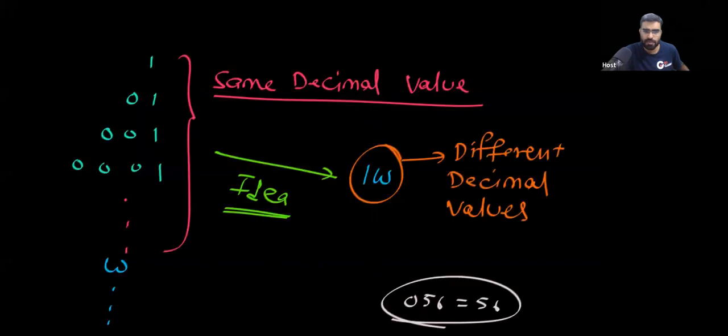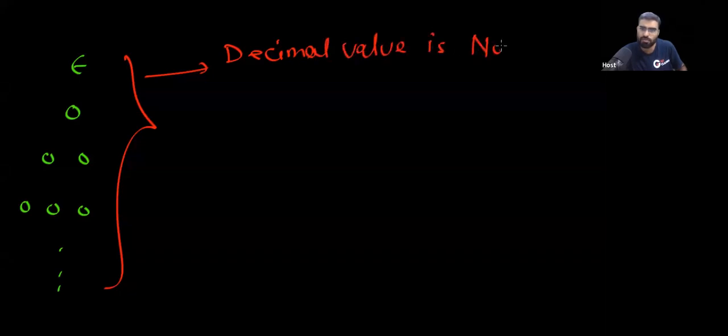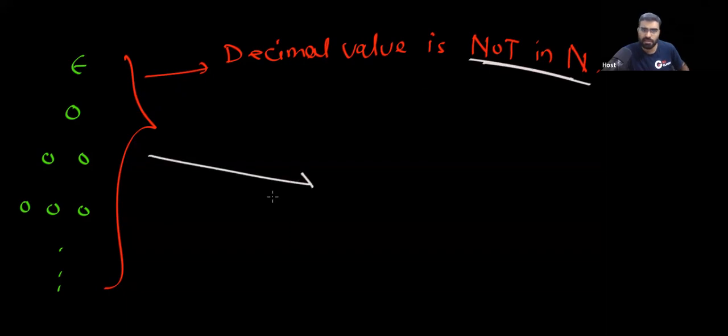Also, you can notice previously this does not have any image. All these things have no image. Their decimal value is not natural. Yes or no? You can notice their decimal value is not in N. Correct? Now, again, the same idea will work.